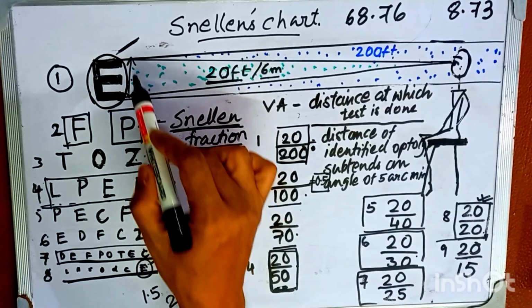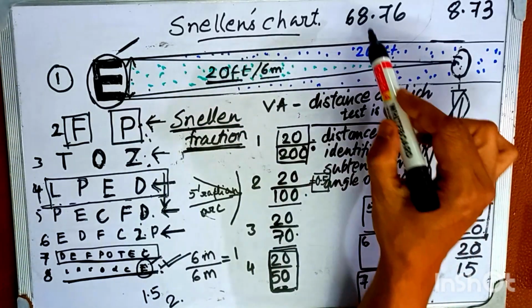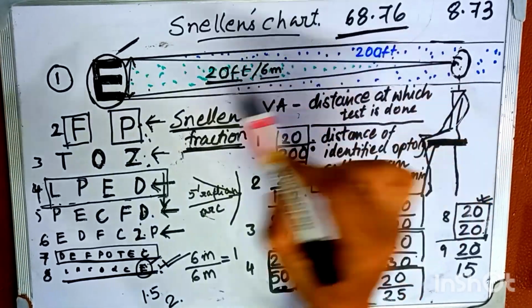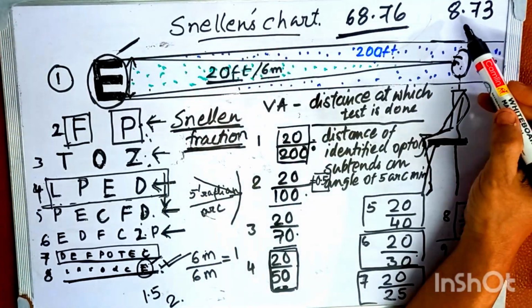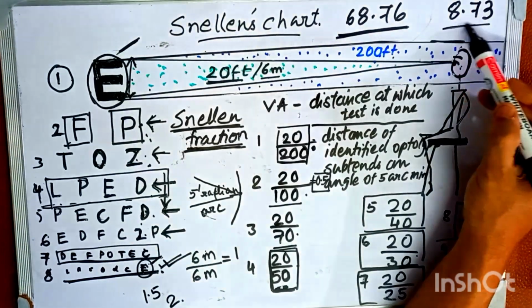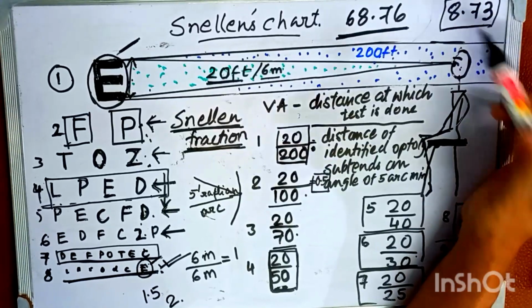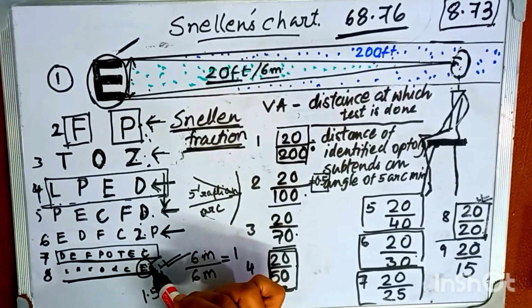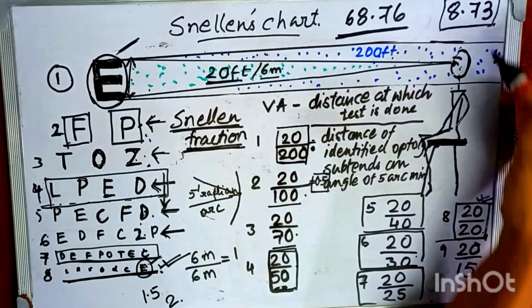So the height of these letters, if we multiply, these letters have particular sizes, and you have to remember this number, 8.73. This 8.73 is actually the size of this 8th line letter, 8.73 millimeters.